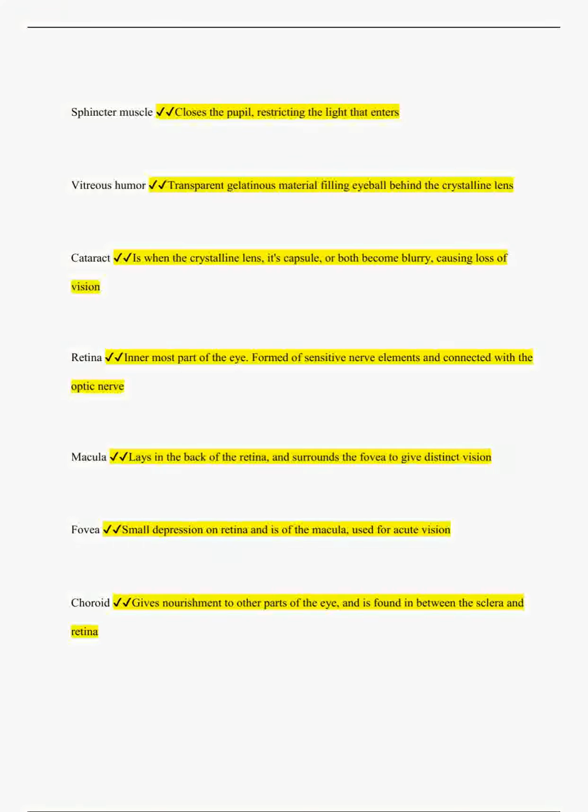Retina: innermost part of the eye, formed of sensitive nerve elements and connected with the optic nerve. Macula: lies in the back of the retina and surrounds the fovea to give distinct vision. Fovea: small depression on the retina, part of the macula, used for acute vision. Choroid: gives nourishment to other parts of the eye and is found in between the sclera and retina.